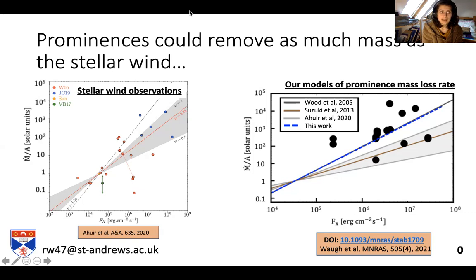So these plots are going to come back later in the talk, so I'm not going to go into too much detail just now. But the plot on the left shows the mass loss rates from the wind, and I've taken this from the literature. And on the right, this plot is from this work with the modeled prominence mass loss rates. The new information on this plot is the black points and the blue dashed line, and the other lines are the same as the lines in the left-hand figure. And the point really is that the prominences and the wind are quite similar.